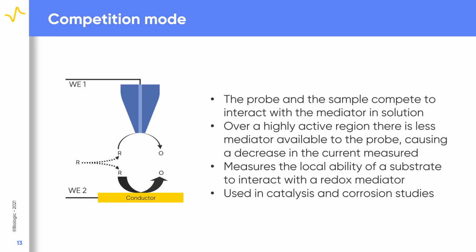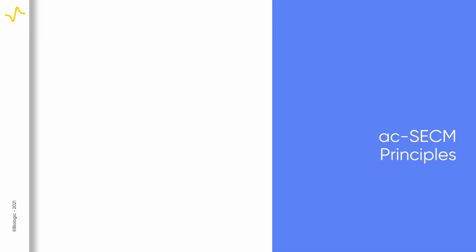Competition mode is particularly useful to measure the local ability of a substrate to interact with a redox mediator. As such, it is used in catalysis and corrosion studies. With this background knowledge of dc-SECM, we can now look at ac-SECM.